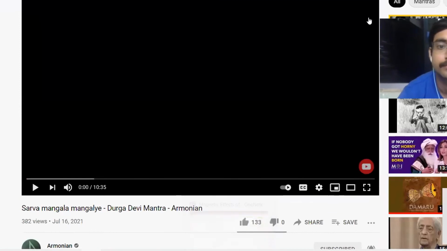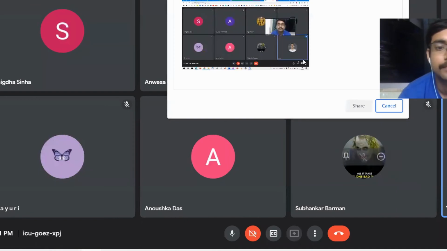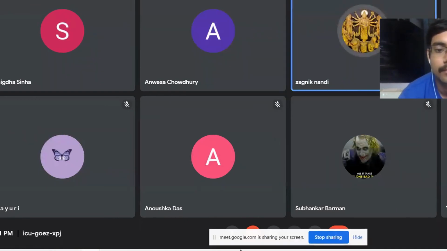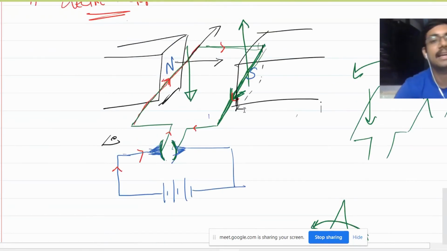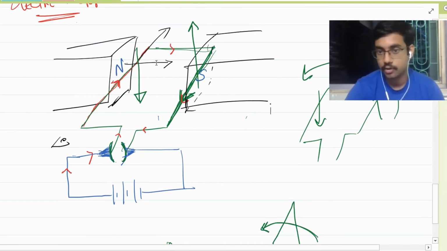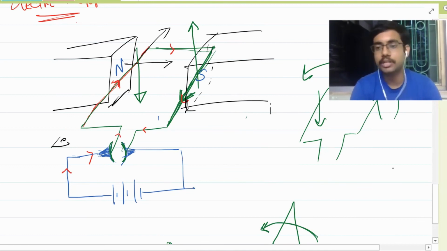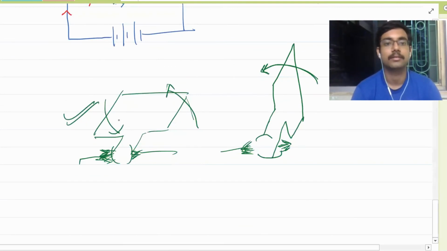Did you get this? Did you get the functioning of motor? You understand the force acting like this? Shagnik, do you understand how the force is acting on the coil? You yourself have said down and up. This results in rotation. Isn't it so? This is how it rotates.